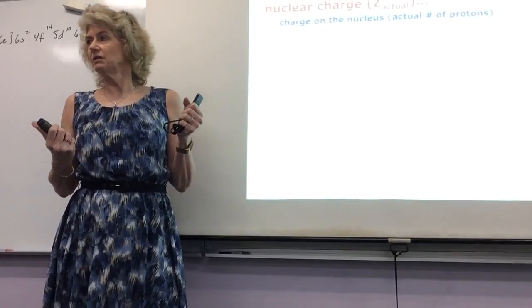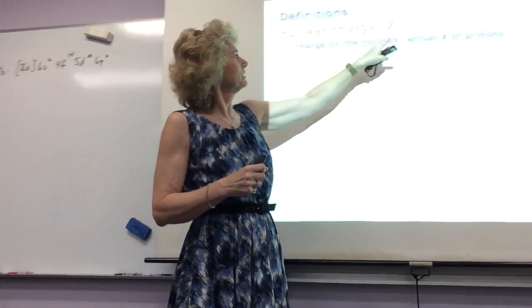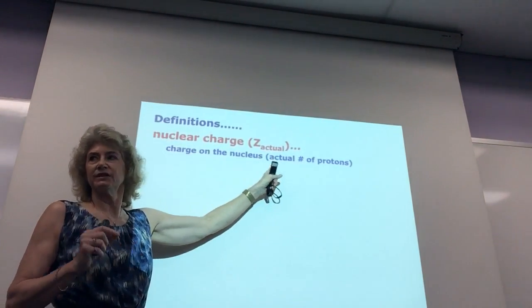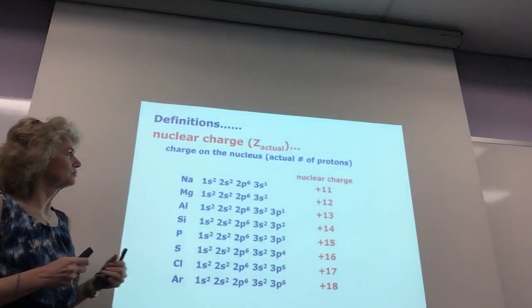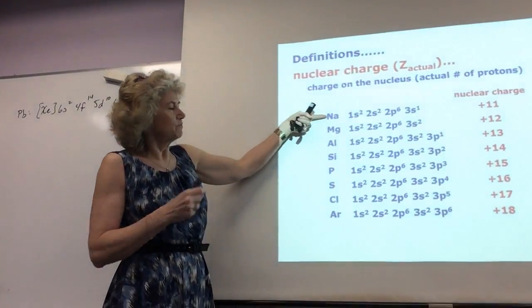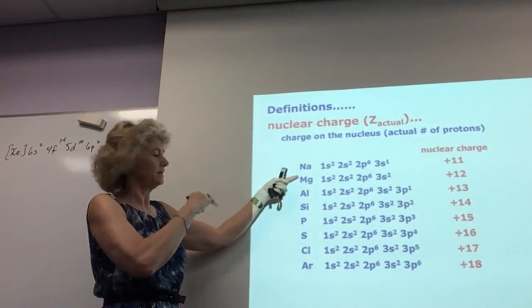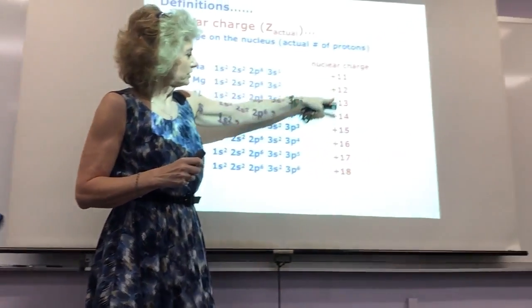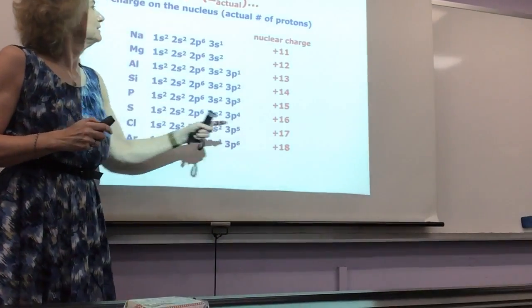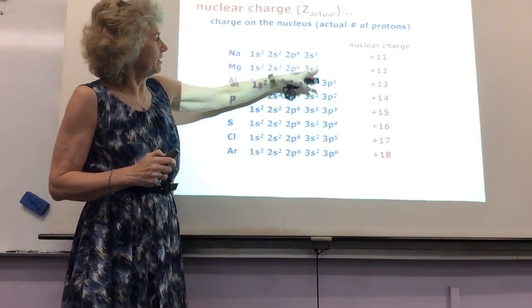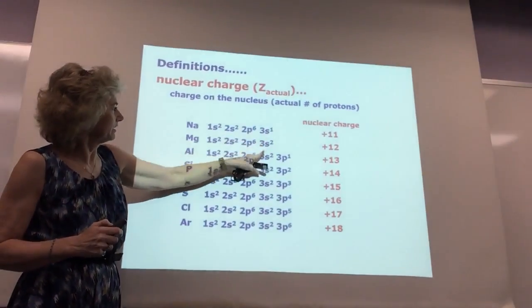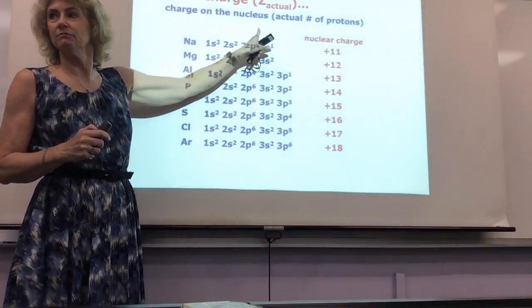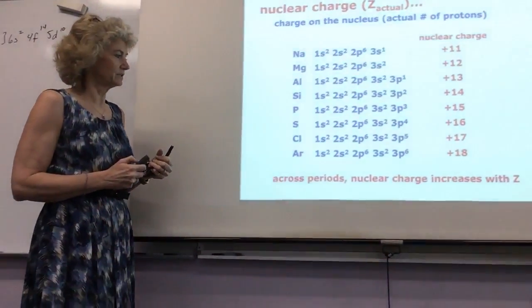Remember, Z is just the number of protons. We almost never write Z actual, but just to reinforce that this is different than the Z effective. So Z actual is just the number of protons. Here we are moving across period 3, n equals 3, sodium to argon. Notice what happens: the nuclear charge gets bigger by 1. And all the valence electrons are in period 3. They're getting bigger by 1, the number of valence electrons.